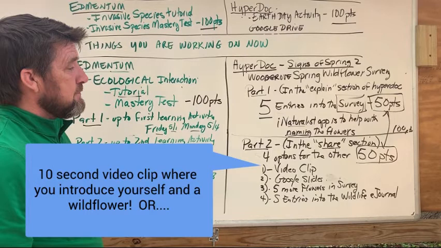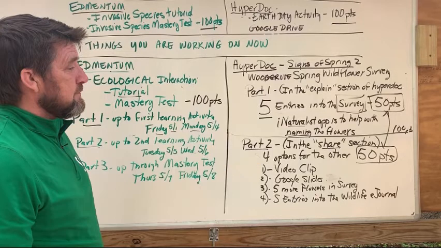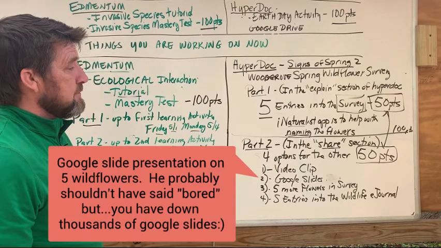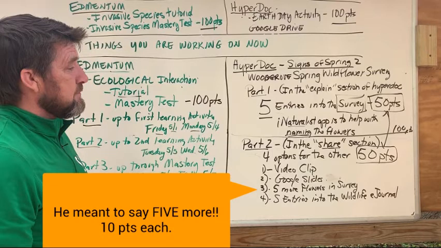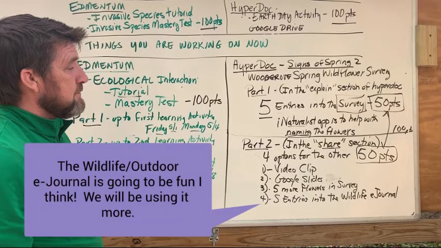Option 1 is that 10-second video clip, which I gave you instruction on the Google Classroom page, and I put a video in there for an example of that. Option 2 is to do a presentation on Google Slides, if you want to bore yourself with that. Option 3 is to do 4 more flowers in the survey in the same way you did the first 5. And option 4 is to put 5 entries into the wildlife journal.